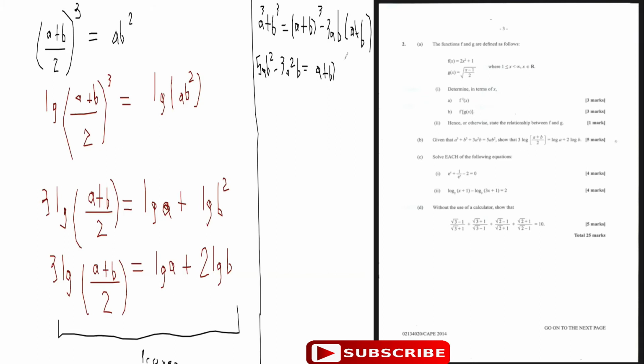This is equal to a plus b all cubed minus 3a squared b plus 3ab squared, sorry. And minus and plus give you minus. This should be minus. All right.